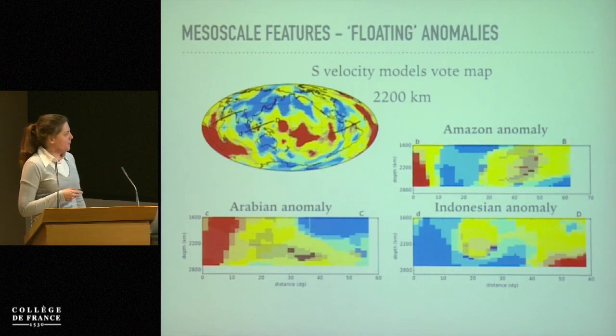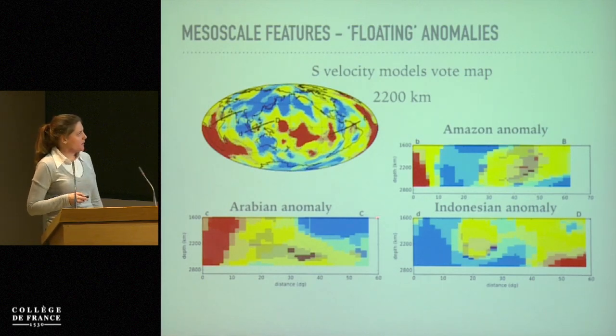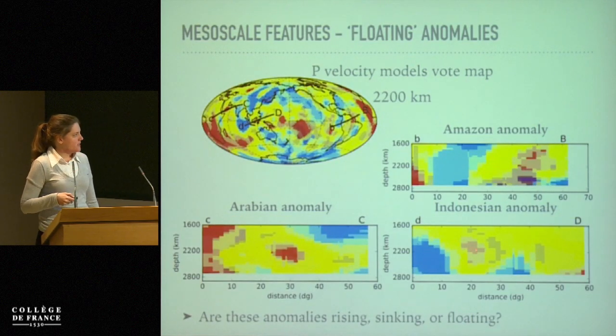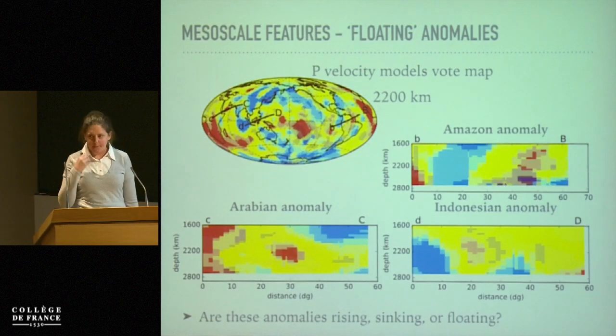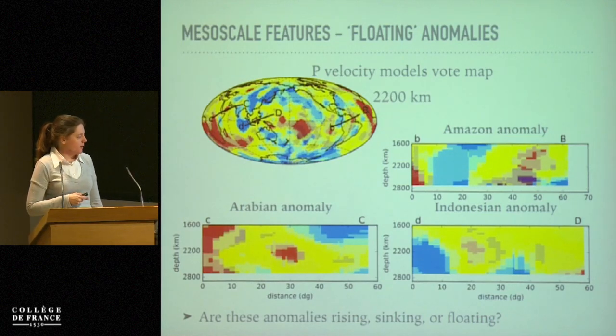Then this is getting more and more speculative, but there are some regions where we kind of see floating anomalies. This is a cross-section beneath the Amazon, and beneath Indonesia over here, and beneath Arabia over here. And this is what the S-wave model suggests. But then in the P-wave models, we see more consistent blobs here that appear in several of the models.